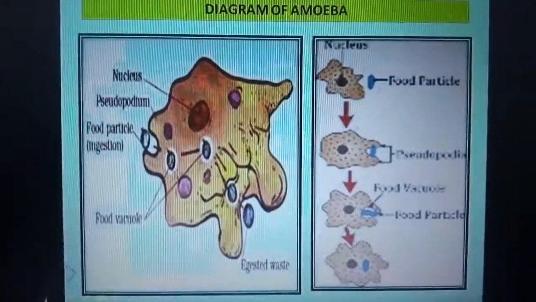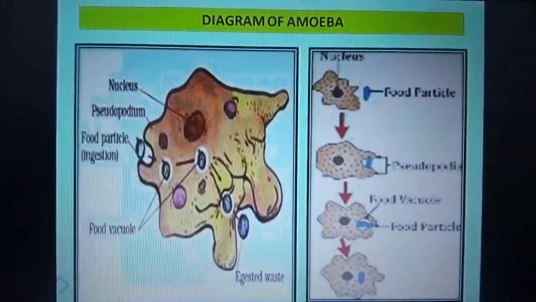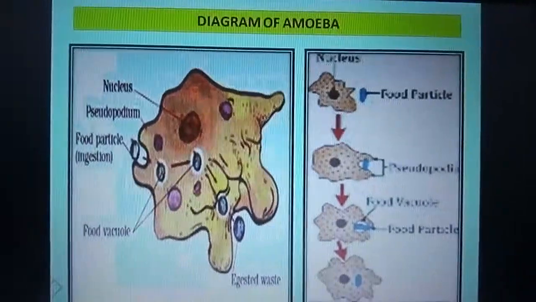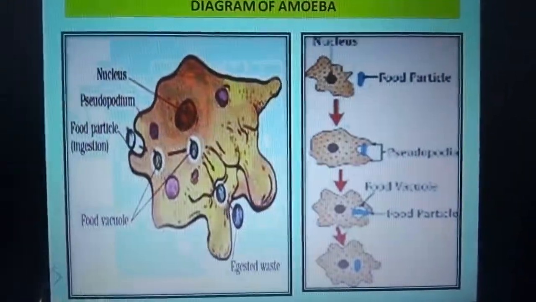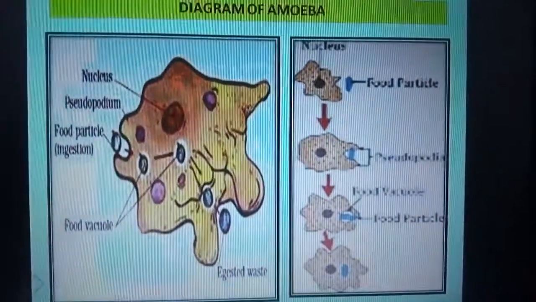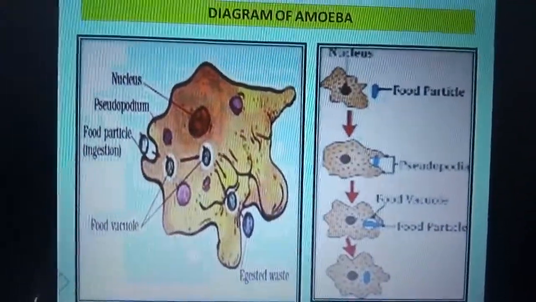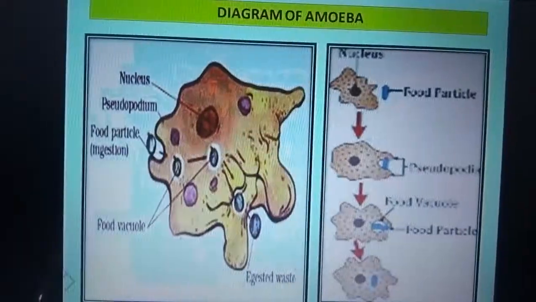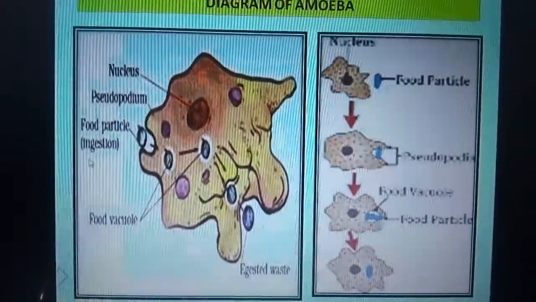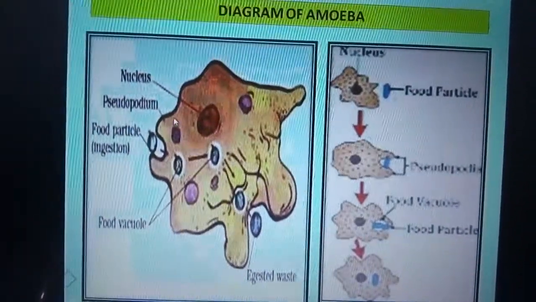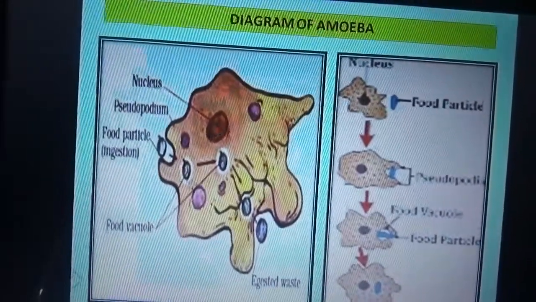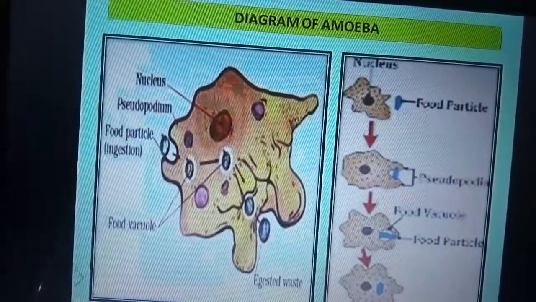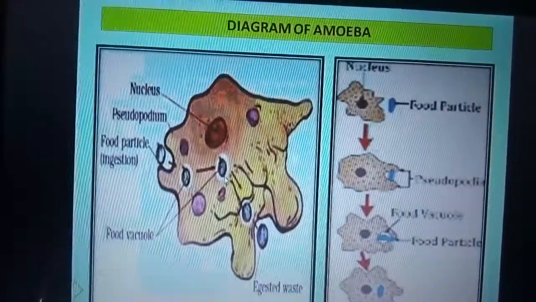So this is the diagram of amoeba. As you can see, one is enlarged and the other shows you the steps of how the food particle gets inside the pseudopodia and is digested. So let us see. You can see now, children, these are the pseudopodia. This is the food particle. This is the nucleus. As you can see, the food particle enters into the amoeba.